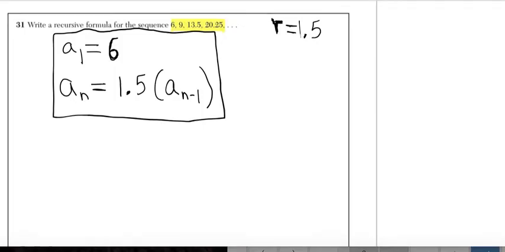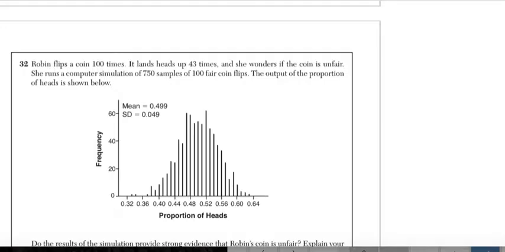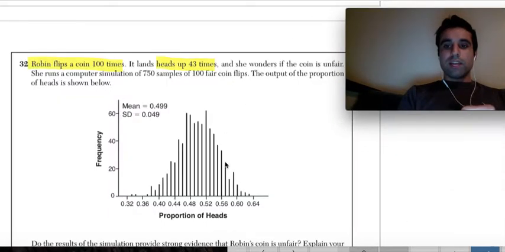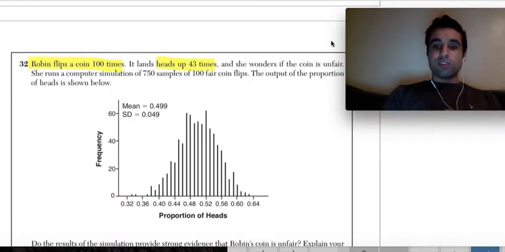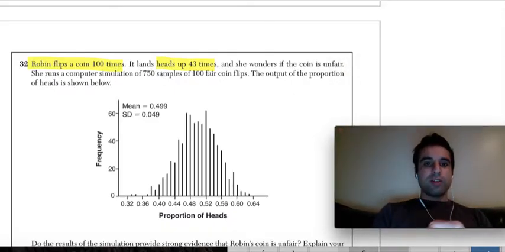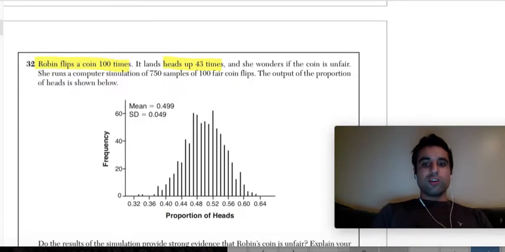Last question in this video, number 32. Okay, Robin flips a coin 100 times. It lands heads up 43 times. And she wonders if the coin is unfair. A coin is unfair if it's more likely to land on heads or more likely to land on tails. A fair coin has a 50% chance of landing on heads and a 50% chance of landing on tails. Doesn't mean that's what's going to happen every time, but that's the overall probability, right? Because there's natural variation.